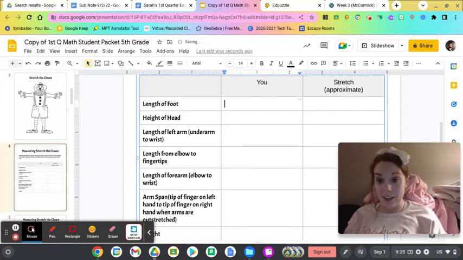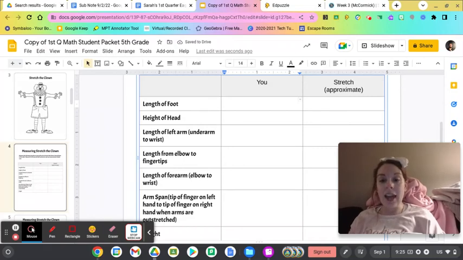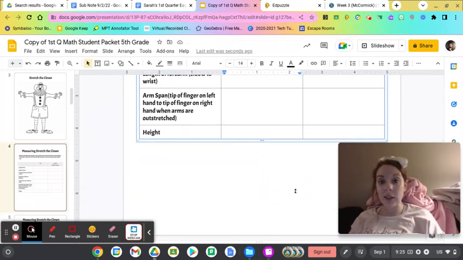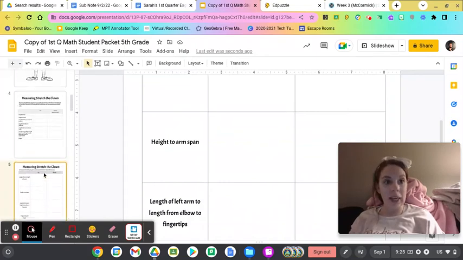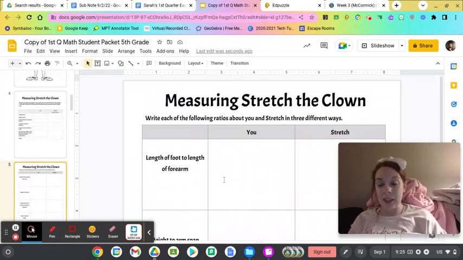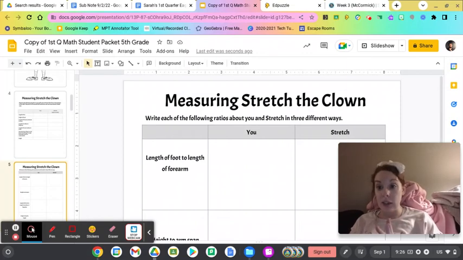When you're finished with that, you're going to take this information and apply it to the next page right here, measuring Stretch the Clown. Write each of the following ratios about you and Stretch in 3 different ways. Remember how ratios can be written in 3 different ways, right? As a fraction, with a colon, or with the word "to." So right now we have to write them in all 3 ways. Later you get to choose the way that you most prefer. Okay? So let's look at this one together.